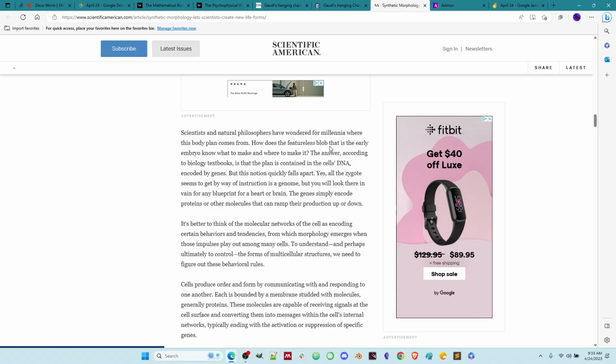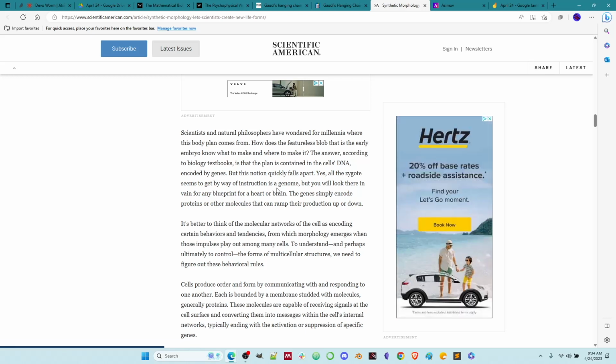How does the featureless blob of cells, that is the early embryo, know what to make and where to make it? And we talk about that a lot in this group. And we talk about how a lot of it is encoded in the genes, some of it is mechanical, and there's this aspect of morphogenesis of sort of this collective behavior, both mechanical and signal, communicative. There are these signaling pathways.